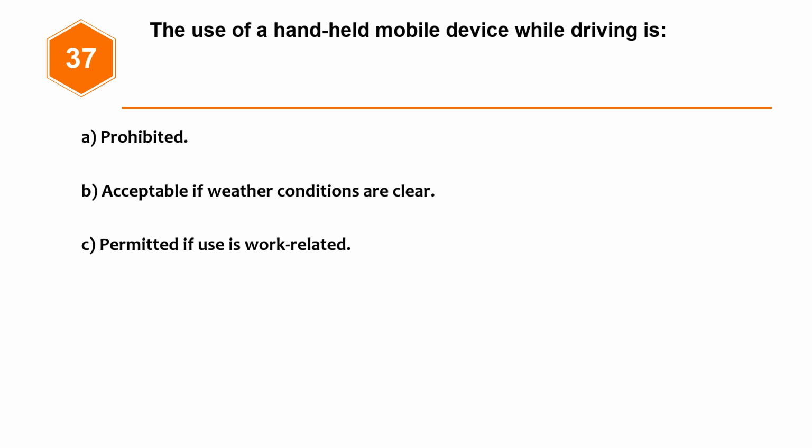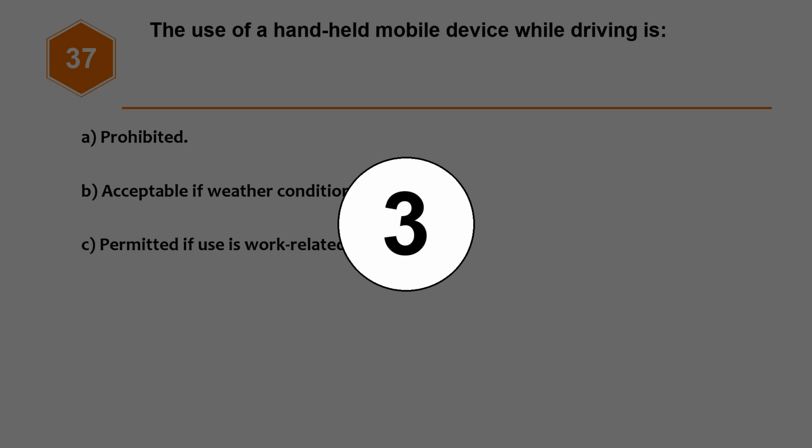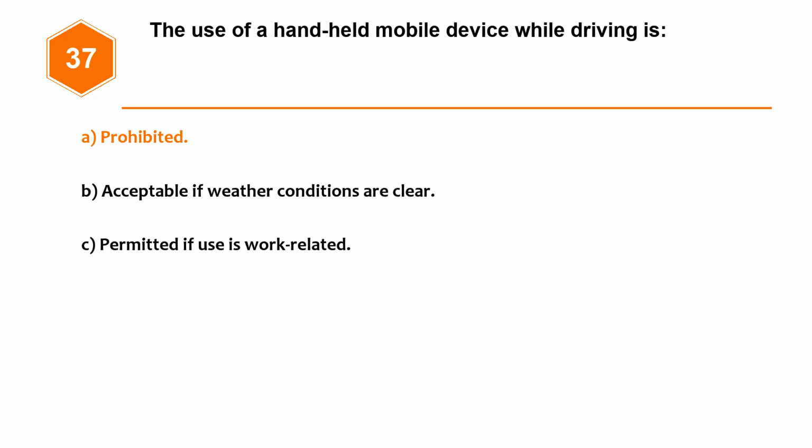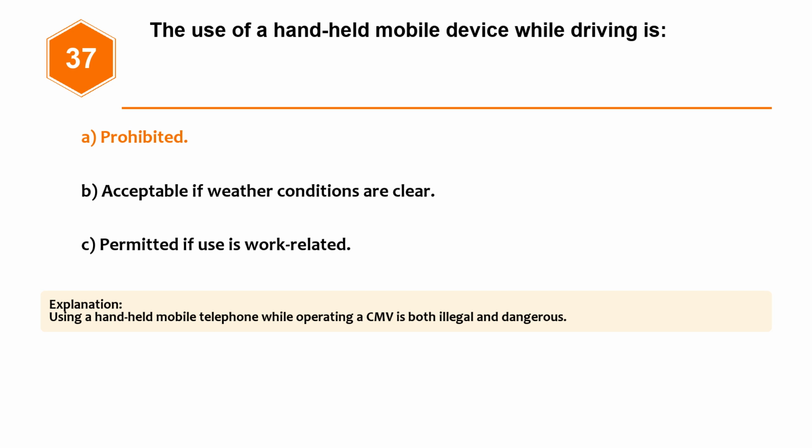Question 37. The use of a handheld mobile device while driving is Option A, prohibited. Option B, acceptable if weather conditions are clear. Option C, permitted if use is work-related. The correct answer is option A, prohibited. Explanation. Using a handheld mobile telephone while operating a CMV is both illegal and dangerous.